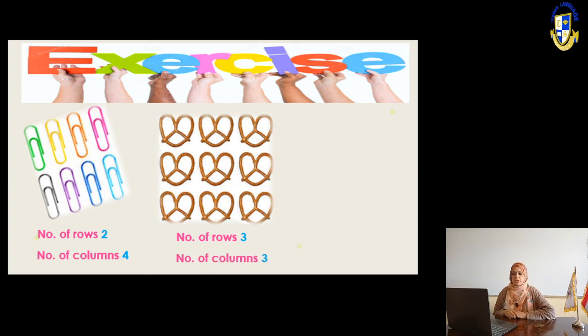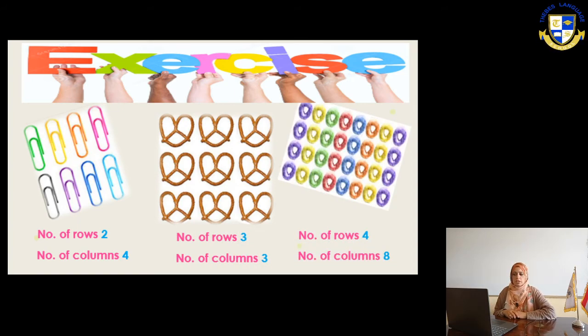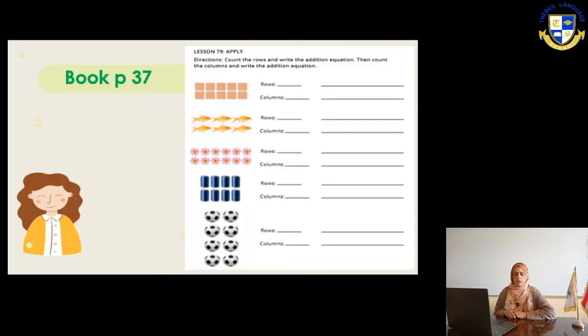From your book, page 37, you have many arrays. It needs you to know the number of the rows and the columns and find the final answer. For the first one, the squares, how many sleeping rows do you have? You have 2 sleeping rows. How many standing columns? You have 5 columns. Let's find the final answer. For the rows, you have 5 in the first row and 5 in the second row. That means 10. For the columns, 2 plus 2 plus 2 plus 2 plus 2 equals 10.